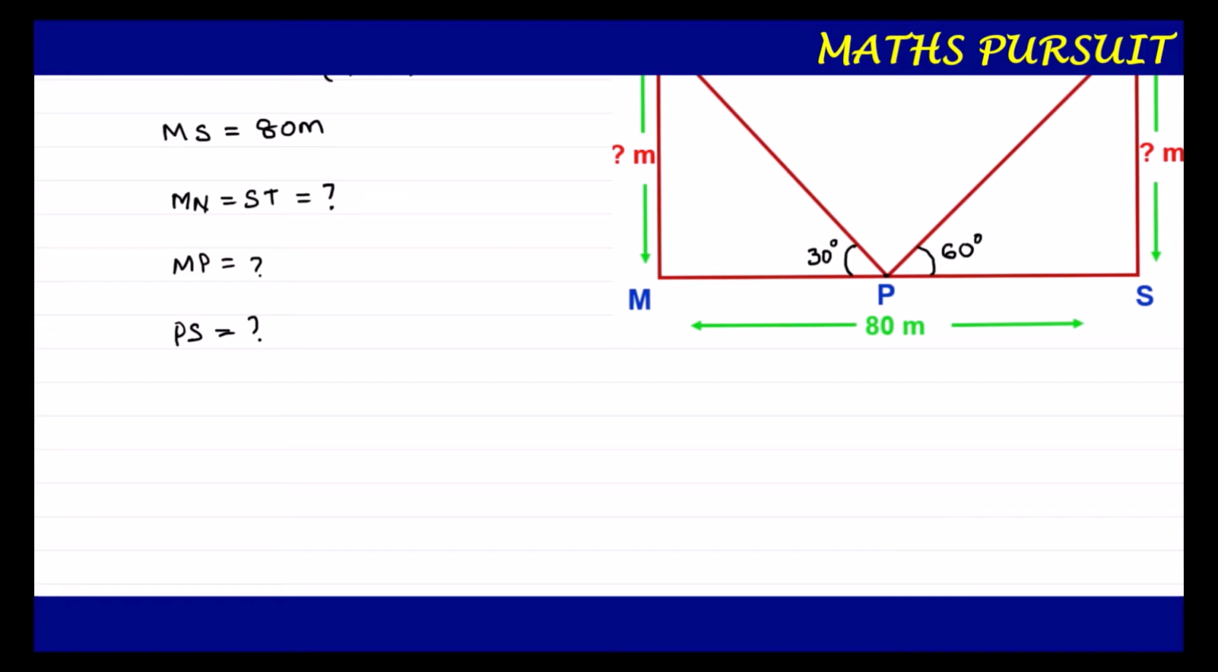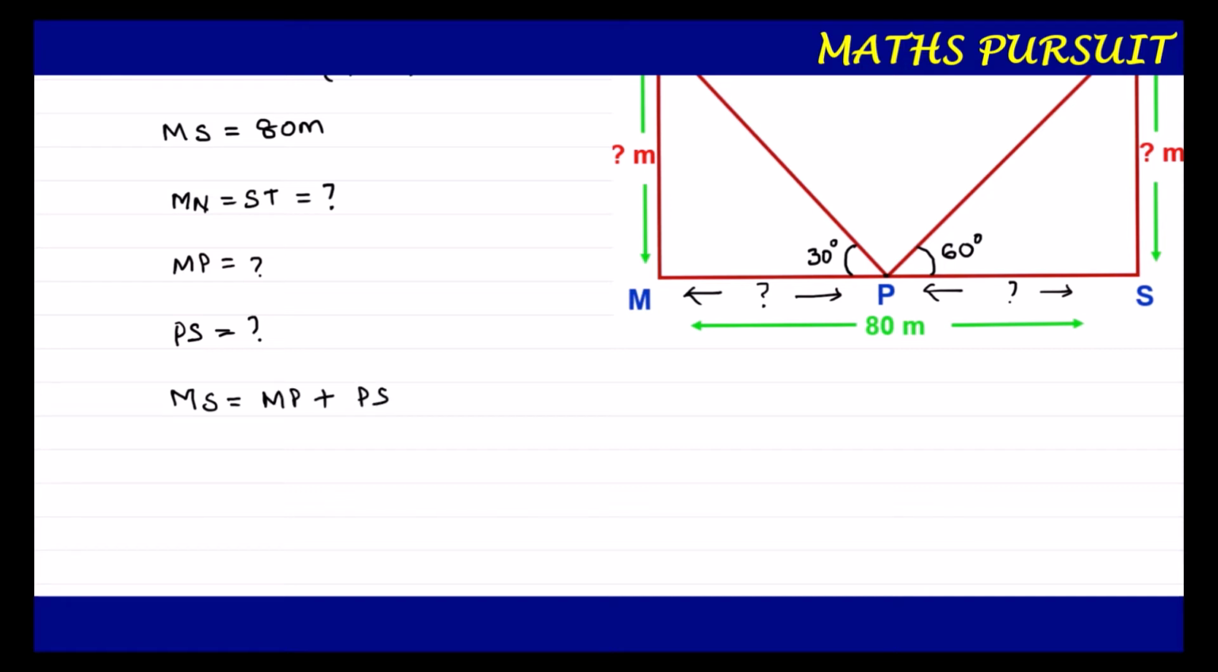Now guys, before moving ahead, let us first analyze this diagram. If you look here, the distance between M and S is 80 meter as per the question. So we are going to find out this one, and here also we are going to find out this one. As per the question, MS is equal to 80 meter. But if you look at the diagram, I can write MS is equal to MP plus PS.